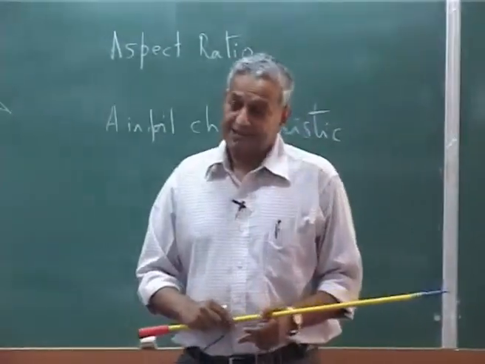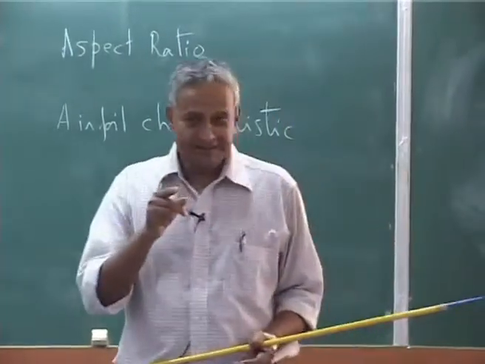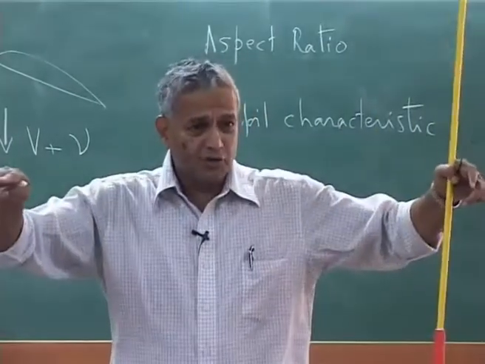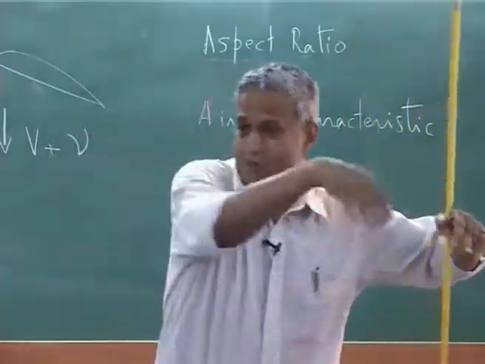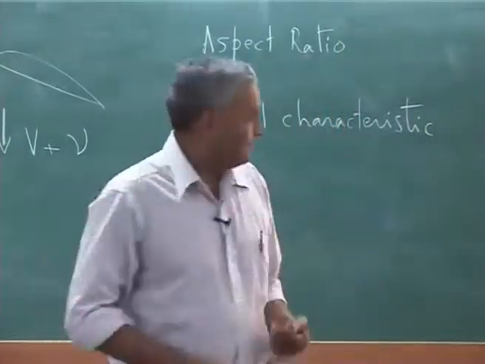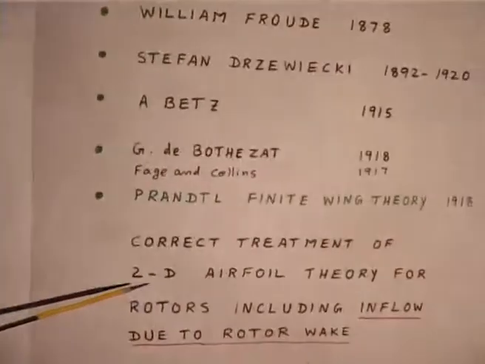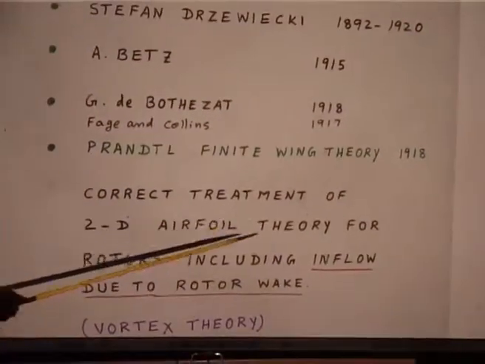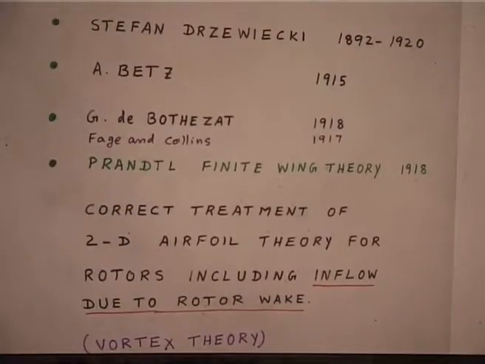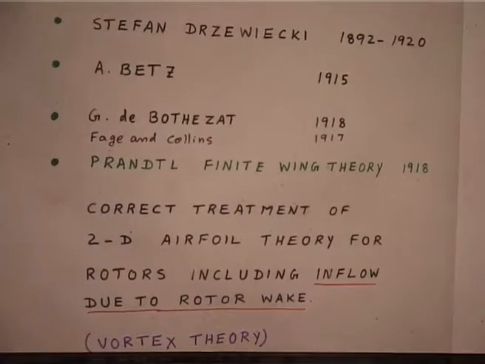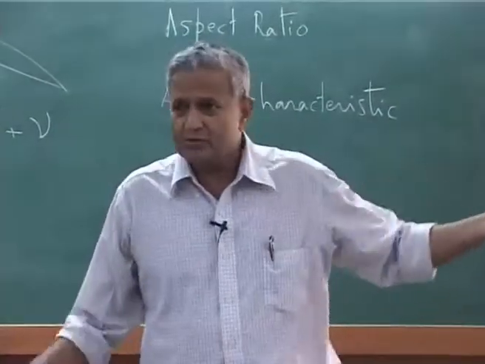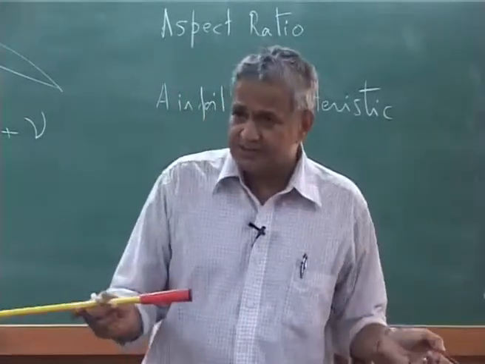Then they said, yes, we have to use vortex theory to get the proper value of inflow at the place where it is going at the rotor disc. That is why, in the beginning, the correct treatment of 2D aerofoil theory for rotors came from vortex theory, because in 2-dimensional there is a correction, because the vortex gives induced velocity, and that is what gives you induced drag in your fixed wing theory.